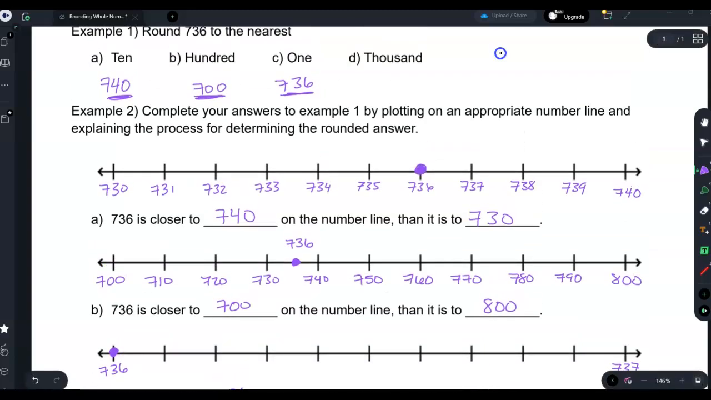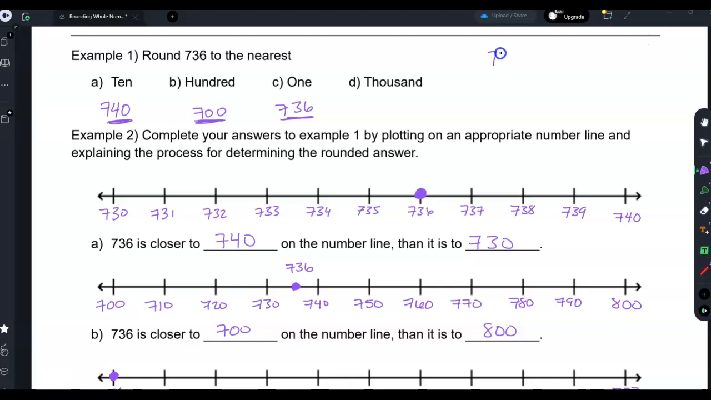All right, and then let's do one more. So again, the same number, 736, but we're going to round it to the nearest 1,000. Now, right now, there's not any digits in the thousands place. I've got 6 ones, 3 tens, and 7 hundreds. Technically, if you want, you could write it, there's a 0 in the thousands place. Since there's nothing there, we would say there's no thousands or 0 thousands.